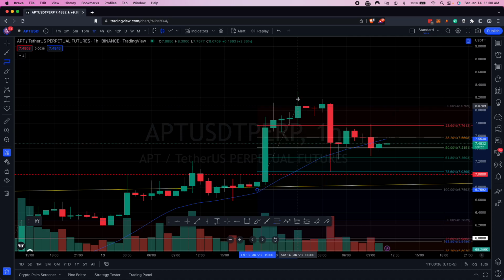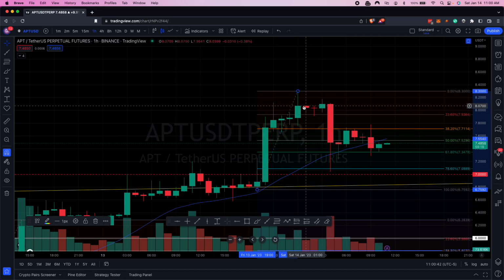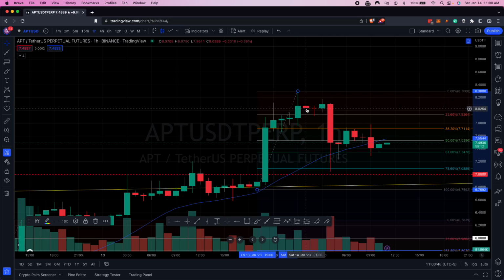So let me just drag this up here to the highest point before it started to reverse back down. You can see this is a pullback if you broke this into other smaller time frames, and then it continued to pull down in this candle, barely in that one, up in that one. So yeah, now we have our zone here.